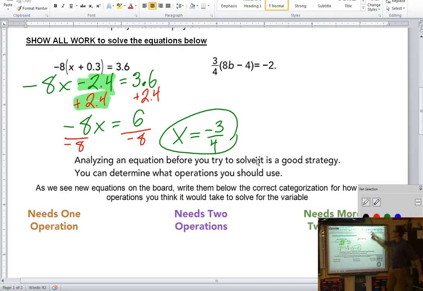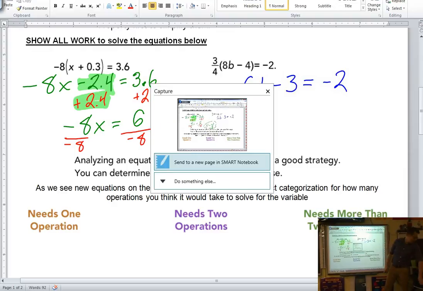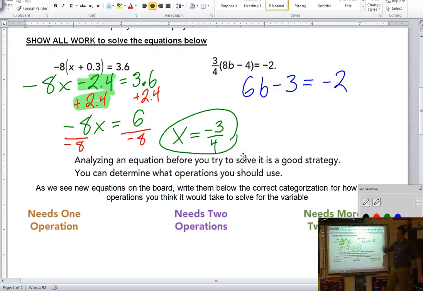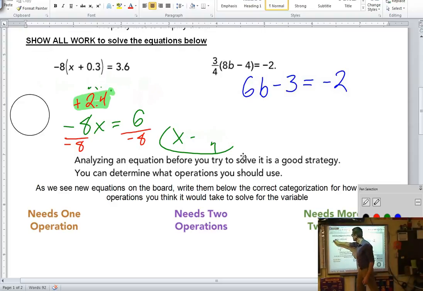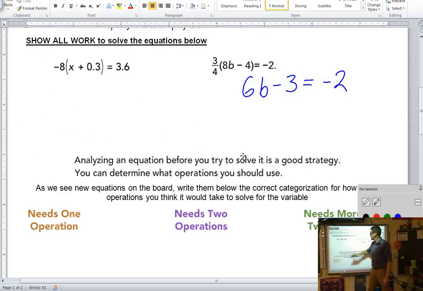I'm so confused. Why is there an x? What are we trying to find? x. Yeah. So then this was 6b minus 3 equals negative 2. Now the signs here are where some people have some issues. So, Shane, what is the first thing that we want to do here, working towards getting that b isolated? Yeah, we got to get rid of the minus 3, so we add 3.